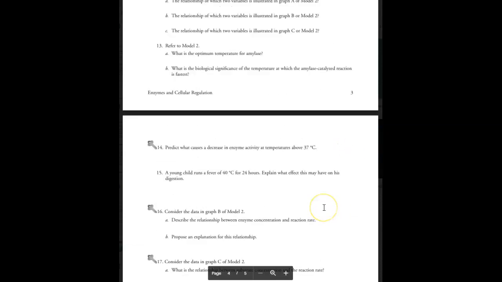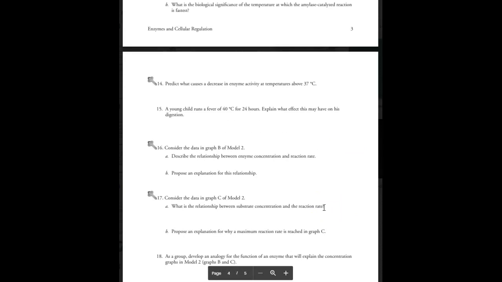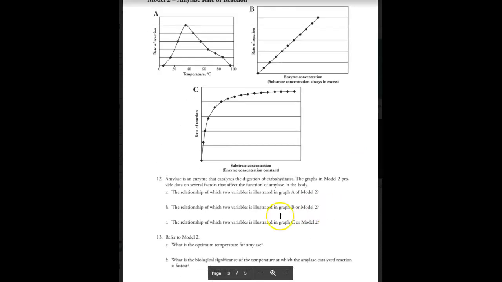For 17 now, we are looking at graph C. So what's this relationship? Well, the more substrate you add, the faster it goes up to a certain point, and then it levels off. One thing to note is this is not zero. Okay, if it was zero, it'd be down here, right? This is zero. This isn't zero.